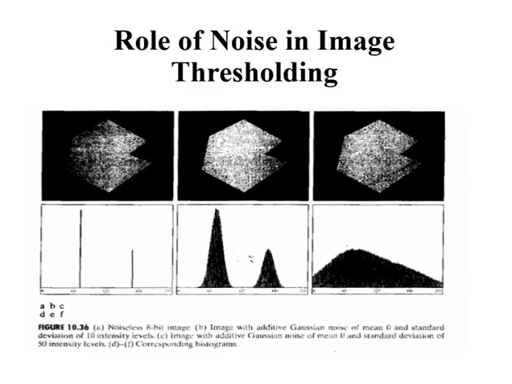The next topic is the role of noise in image thresholding. Consider figure A. This simple synthetic image is free of noise, so its histogram consists of two spike modes.